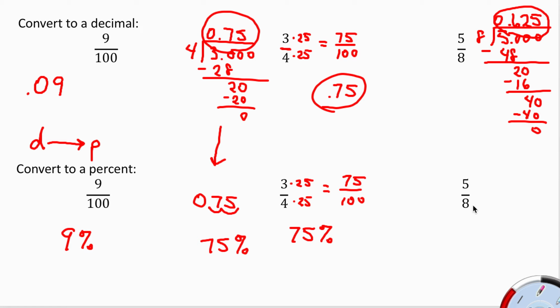Same thing here. I can't make the denominator 100, so I would do that division. Okay, and I'm going now from a decimal to a percent. So 62.5%.